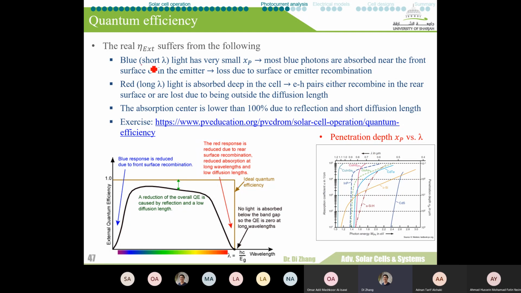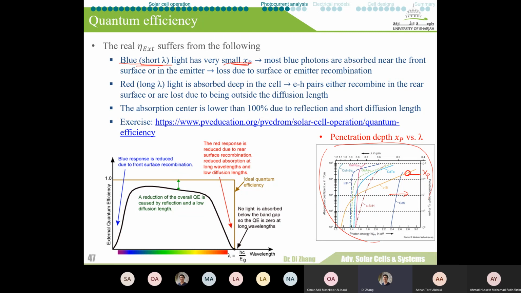So at the short wavelengths, or the blue light, blue light typically has a very small penetration depth because it has a high energy. So very easily it will be absorbed by the semiconductor. We also discussed previously the absorption coefficient and the penetration depth. As we increase the photon energy, going to the blue portion of the photons, typically the absorption coefficient is very high and the penetration depth is very low. So most of them will be absorbed near the front surface.